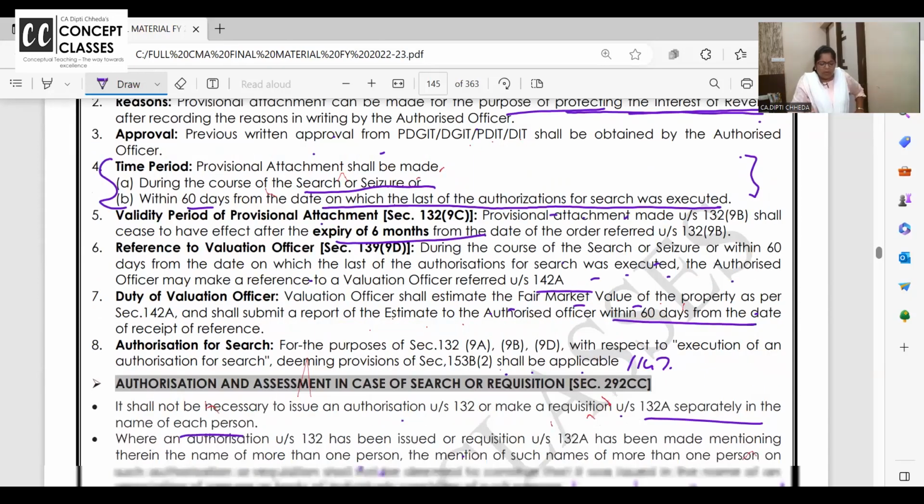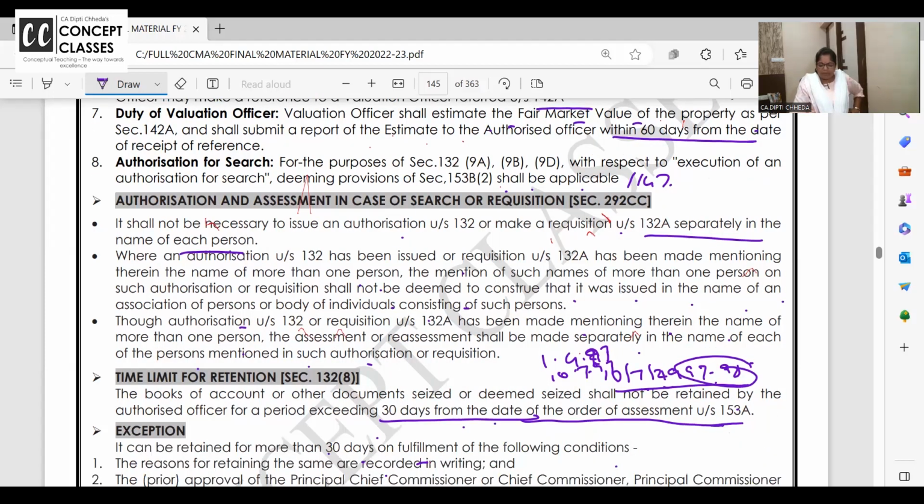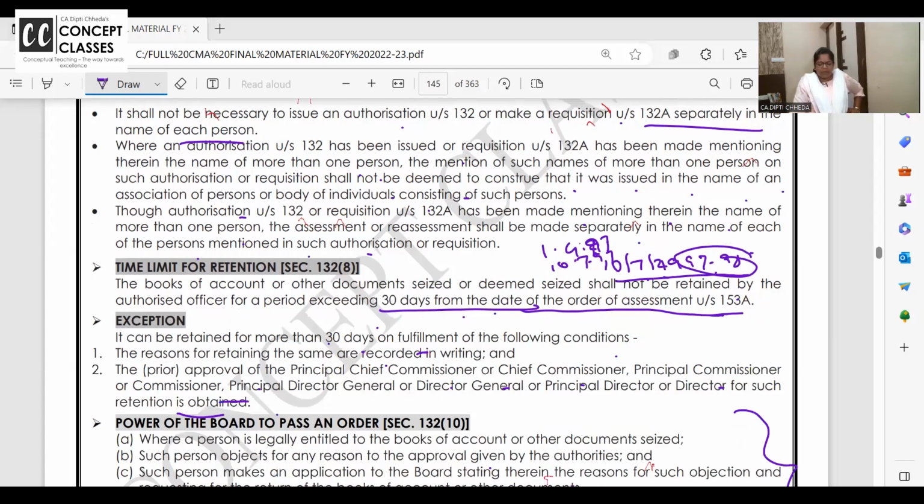Okay, right. Authorization is just a one line answer. Notice of search can be given to one of the working partners and it will be implied that all are jointly and severally liable. They cannot keep issuing notices to each and every partner. Books of accounts and other documents seized shall not be retained by the authorized officer beyond 30 days from the date of assessment. Once the assessment is complete, within 30 days the books have to be returned.